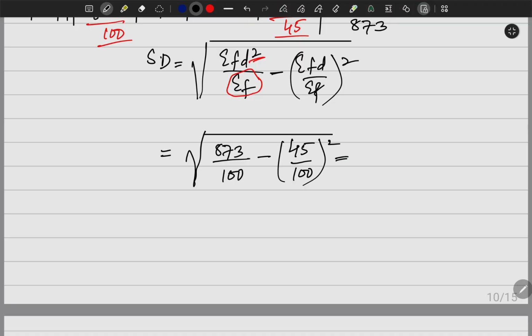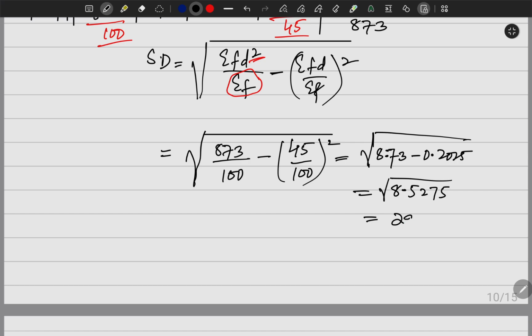So that is equal to root of 8.73 minus 0.2025, and that is root of 8.5275. So that will be 2.9202, which is the standard deviation. Okay, so this is how you have to compute the standard deviation.